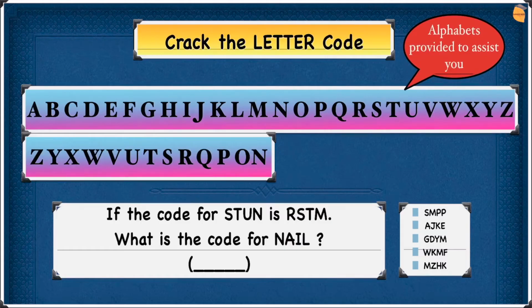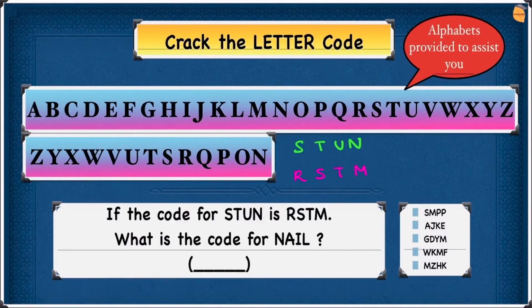Now, let's look at this example. If the code for stun is RSTM, what is the code for nail? That's what we have to work out in this question. First, write the word out. So write stun, S-T-U-N. Then we are going to write out the code, RSTM, directly underneath stun.